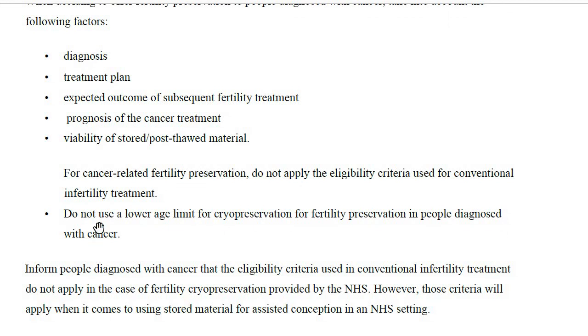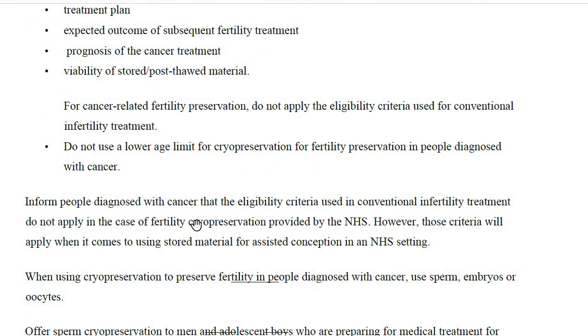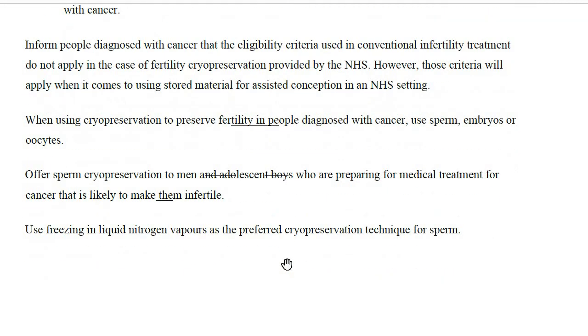for conventional infertility treatment. Do not use a lower age limit for cryopreservation for fertility preservation in people diagnosed with cancer. Inform people diagnosed with cancer that the eligibility criteria used in conventional infertility treatment do not apply in the case of fertility cryopreservation provided by the NHS. However, those criteria will apply when it comes to using stored material for assisted conception in an NHS setting.